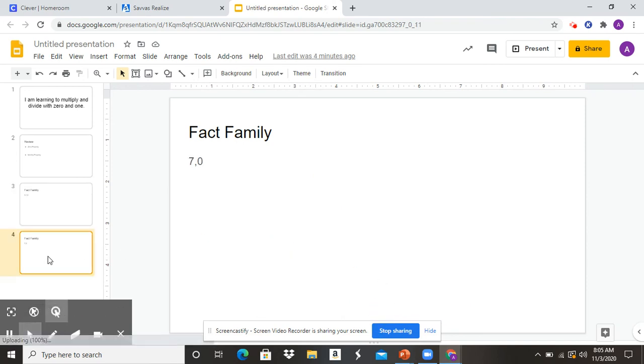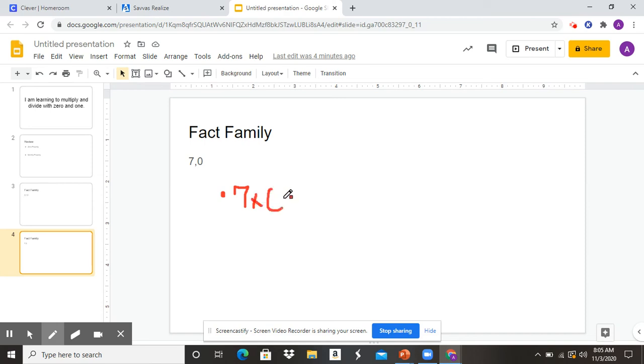Now let's look at my last slide. I have 7 and 0. So let's make my facts for 7 and 0. Let's do my multiplication fact first. If I have 7 and I multiply it by 0, remember we talked about any time that I multiply 7 by 0, what's my other answer going to be? It's going to be 0. So I forgot my 0 up here with my fact family because I have 2 zeros there, okay? So 7 times 0 is 0.